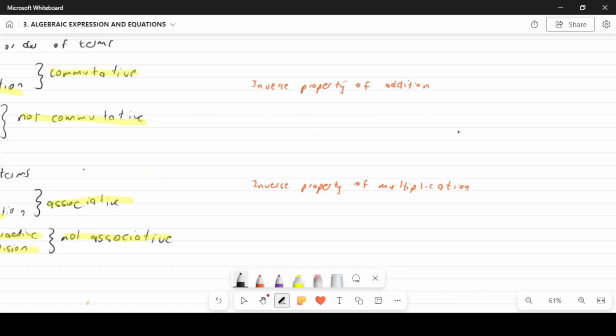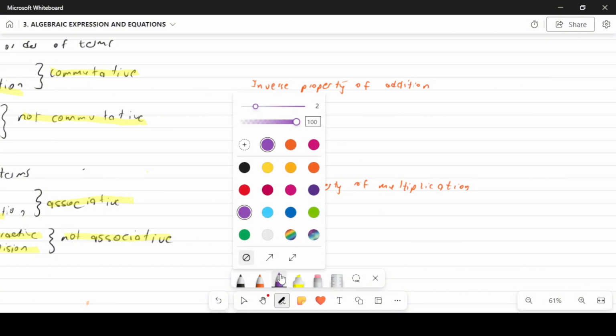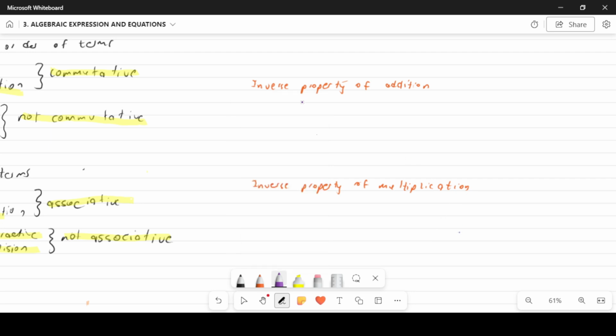So now we're going to talk about the next two properties, which are the inverse property of addition and the inverse property of multiplication. When we're working with the inverse property of addition, we make use of what we call the additive inverse. It's basically the negative of the number. So what we're saying is that the additive inverse of 1 is minus 1. You take the negative of 1. The additive inverse of minus 3 will be 3. So it's the negative of the number that you have.